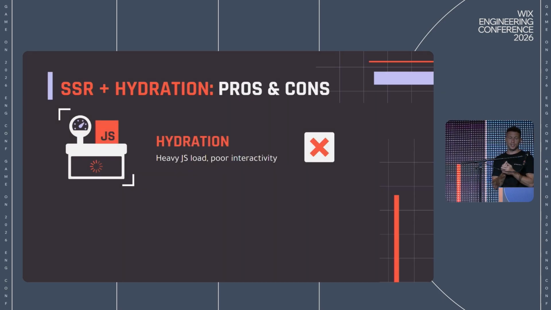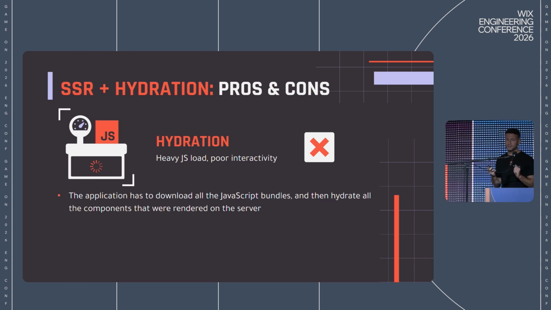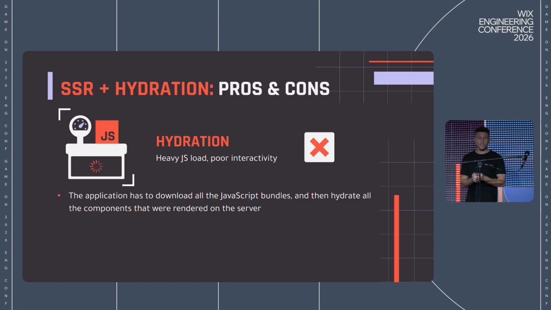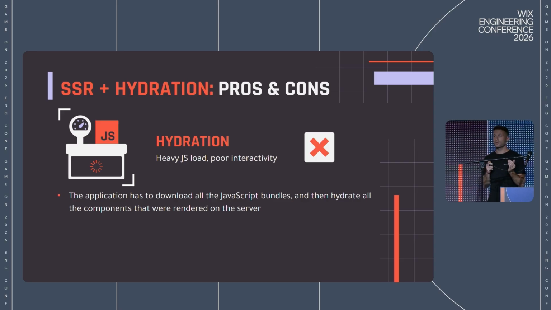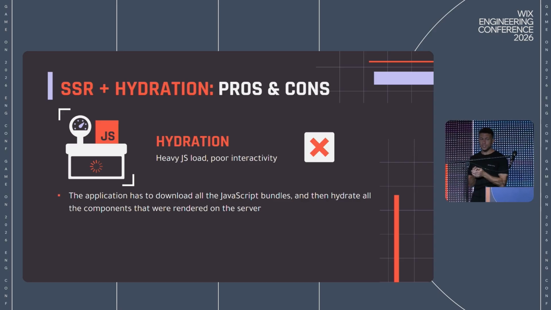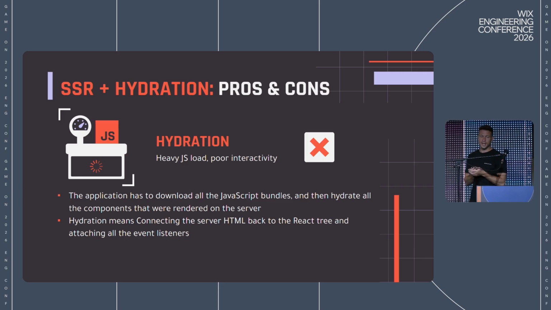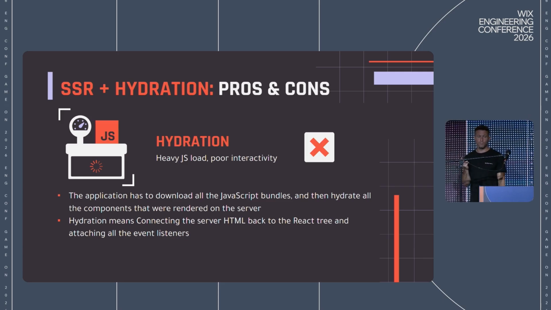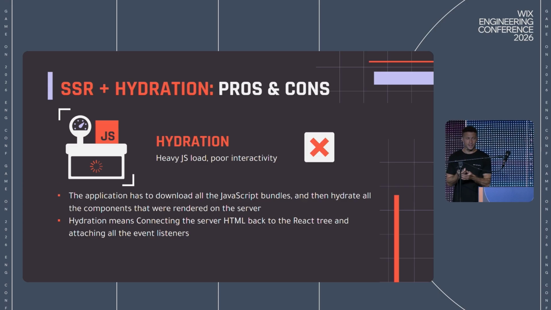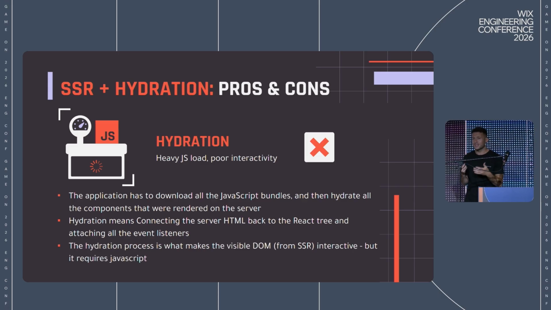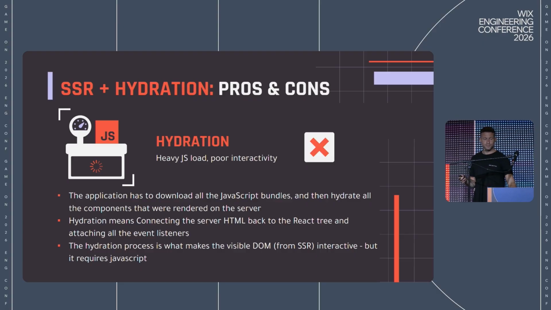But then comes hydration. In order to make the site interactive on the client side, the application has to download all the JavaScript bundles and then hydrate all the components that were rendered on the server, basically connecting the server HTML back to the React tree and attaching all the event listeners so components will respond to user interaction. The hydration process is what makes the visible DOM from SSR interactive, but it requires running JavaScript.